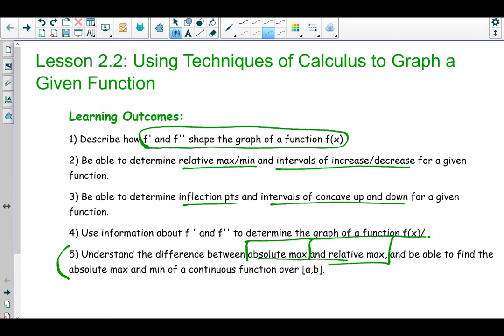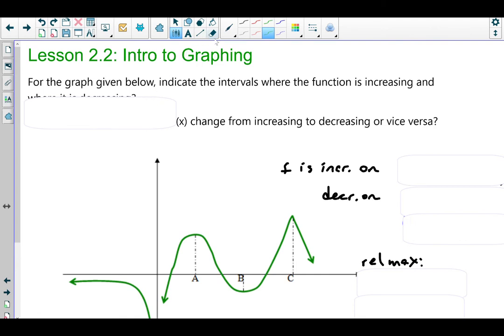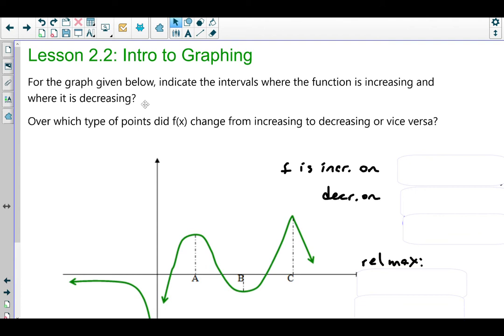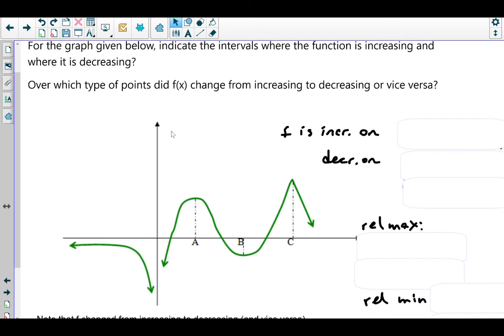So let's get started. Before we look at any equations, I'd like for us to take a look at this general graph and understand, what does it look like when a graph is rising or falling? Many times we're going to try to pinpoint those intervals. But let's first look at this example where we know where the twists and turns are happening. We're just asked, for example, where is this function increasing and where is it decreasing? And then what are the relative maximums and minimums of this function?